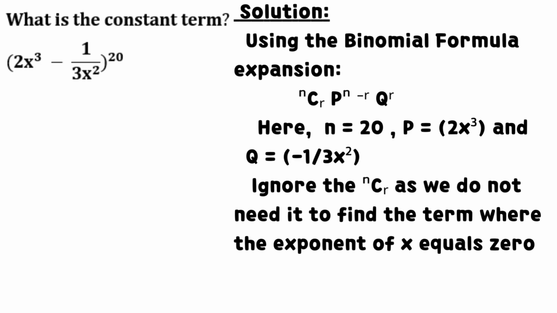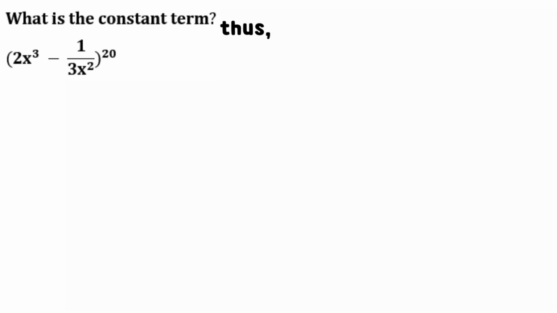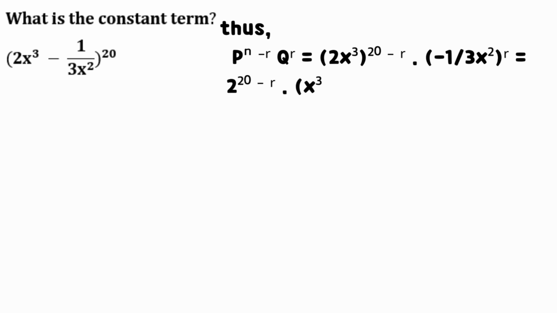Ignore the n combination r as we do not need it to find the term where the exponent of x equals 0. Thus, the product of p raised to the power of n minus r and q to the power of r equals the value shown on the screen.